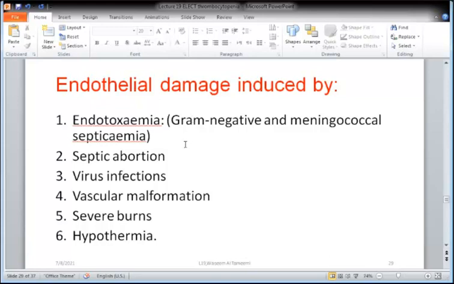coagulation cascade activation. Endothelial damage occurs, for example, in endotoxemia following gram-negative septicemia or meningococcemia, septic abortion, viral infection such as viral hemorrhagic fever, vascular malformation such as a very large aneurysm, for example abdominal aortic aneurysm, severe burn, and hypothermia. These are the causes of endothelial damage that may trigger DIC.